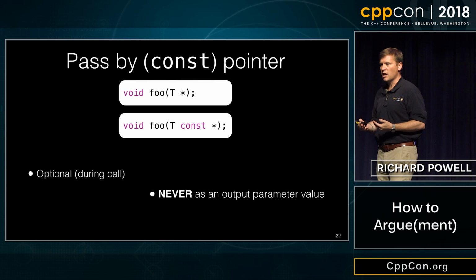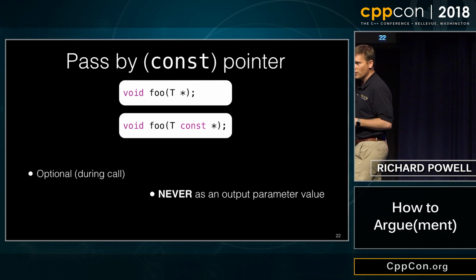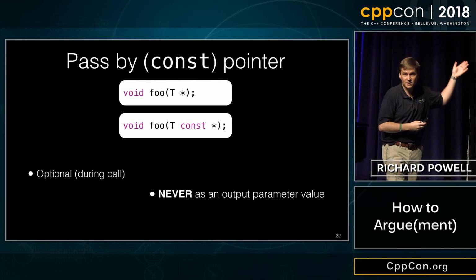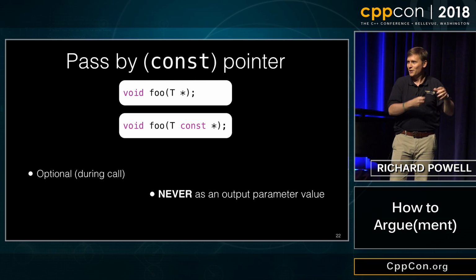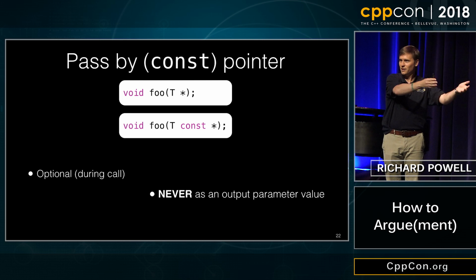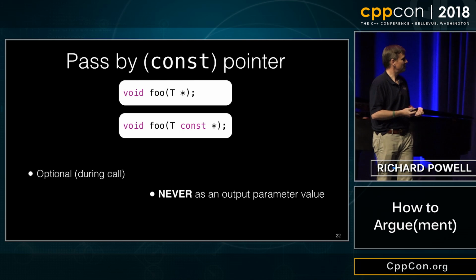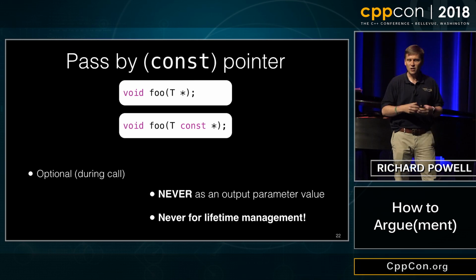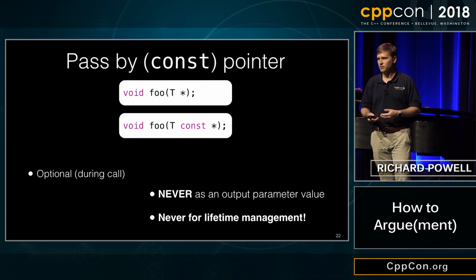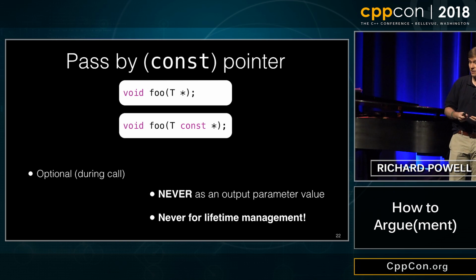But you should not use this as an output parameter. You shouldn't be saying, oh, here's a place where you can put a result. There's a perfectly great place for putting results, and that's on the left-hand side of the function. If you want to give a result, that's the place you should put it. You shouldn't put your results as an argument, you should put them as the results. They're called results. And you shouldn't be doing any lifetime management with raw pointers. We have a whole bunch of great smart pointers for doing lifetime management, and we'll get to those.